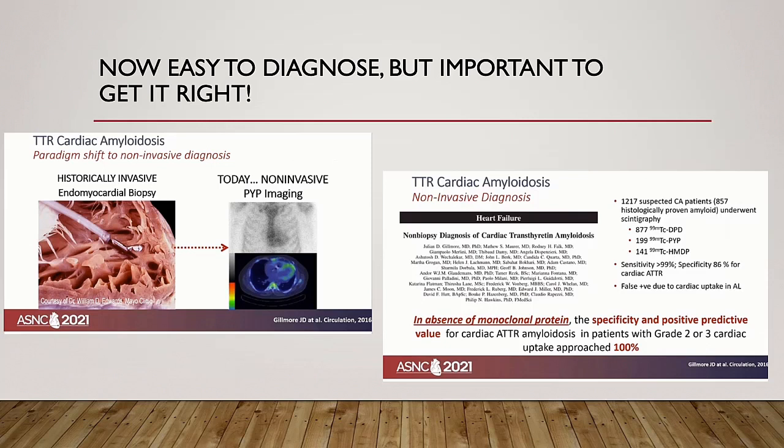In a study first presented in Circulation in 2016 involving 1,217 patients suspected of cardiac amyloid using tracers such as DPD, unavailable in Australia, PYP, and HMDP, it was noted that in the absence of monoclonal protein, the specificity and positive predictive value for the ATTR form of cardiac amyloid in patients with grade 2 or 3 cardiac uptake approached 100%.